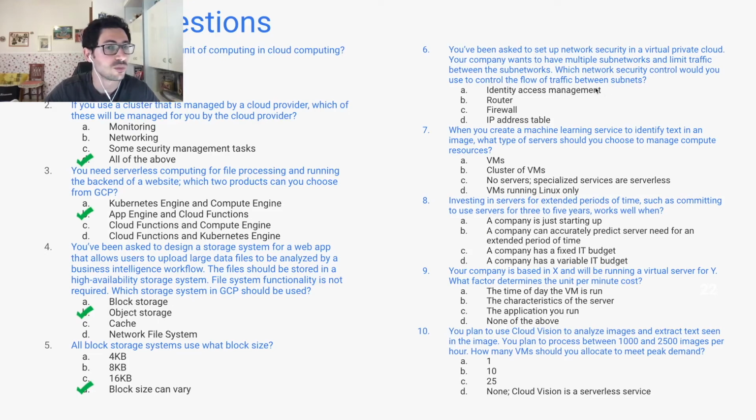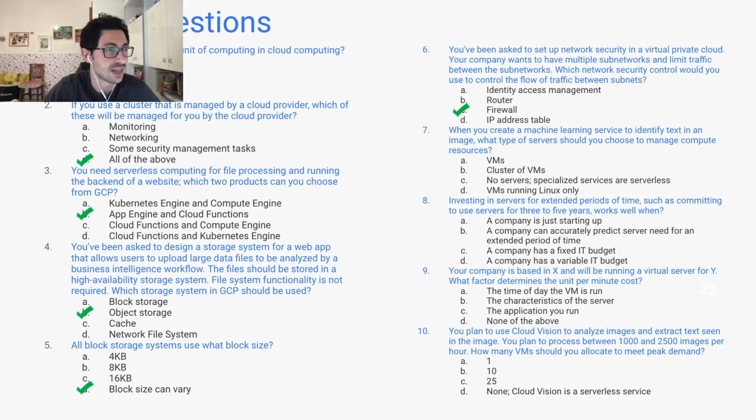6. You have been asked to set up network security in a virtual private cloud. Your company wants to have multiple subnetworks and limit traffic between the subnetworks. Which network security control would you use to control the flow of traffic between subnets? Well, okay, think about it, fine. It's a firewall, right? That gives you the ability to control the flow of traffic between subnets.